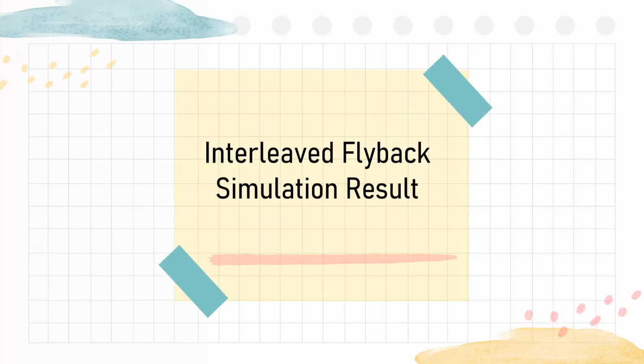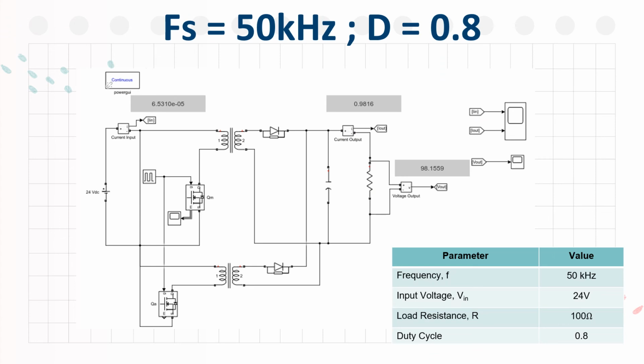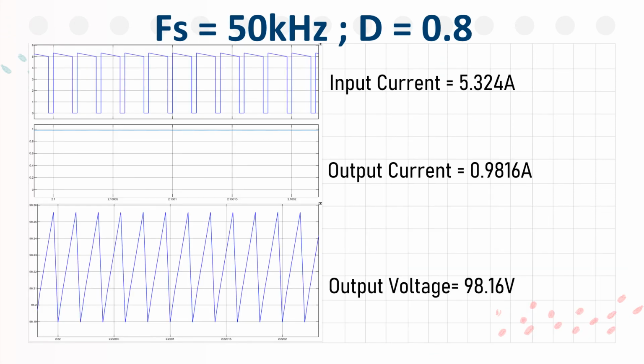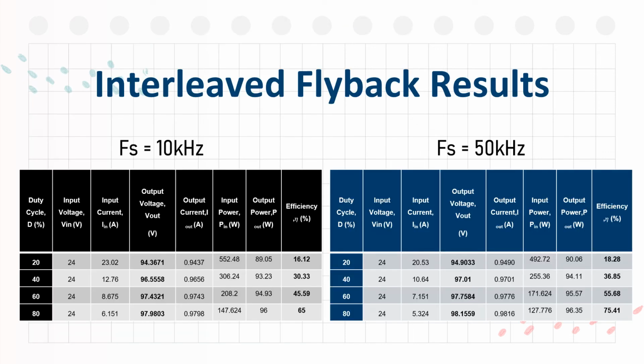Lastly, interleave flyback simulation result. This is the simulation that has been constructed in MATLAB. This is the produced output waveform. This is the result for the interleave flyback simulation for switching frequency 10 kHz and switching frequency 50 kHz.